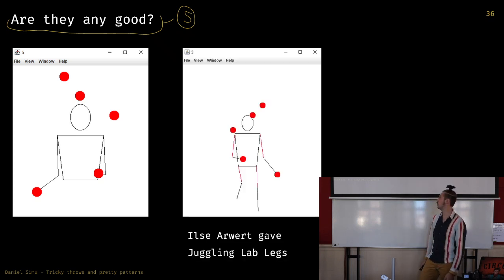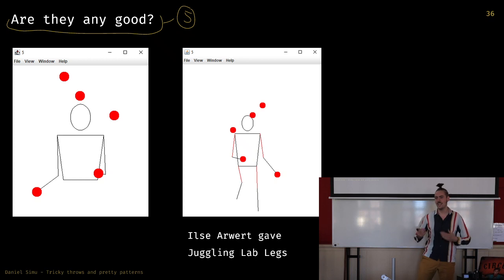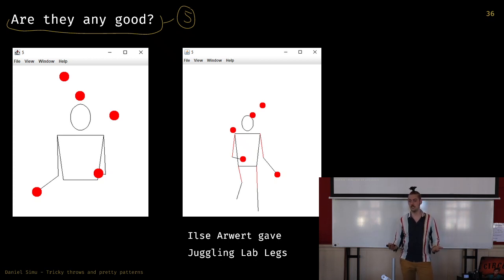So Ilse got as far as to add legs to a juggler who had been legless for already over 25 years. But in the process of trying to animate these legs and trying to make it do throws and catches with the feet, we realized that it was too much of a laborious project, that the existing code was too complicated for us to continue, so we sadly had to give up on that.